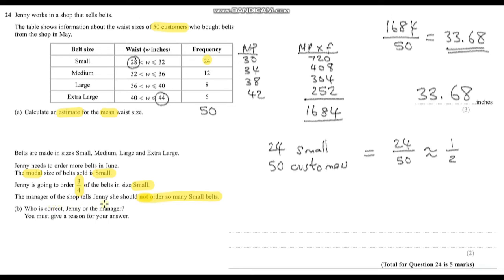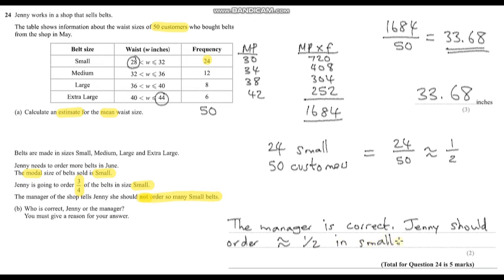So the manager of the shop tells Jenny that she should not order so many small belts. The manager's correct. She should order approximately half. So we could say that the manager is correct. And then let's just say how many she should order. So Jenny should order approximately, and I'm just going to do that symbol for approximately, half in small, not 3/4.